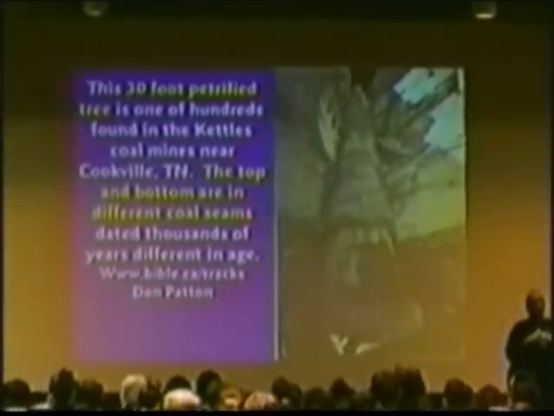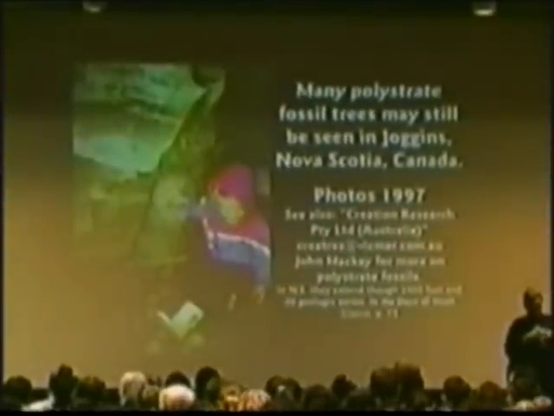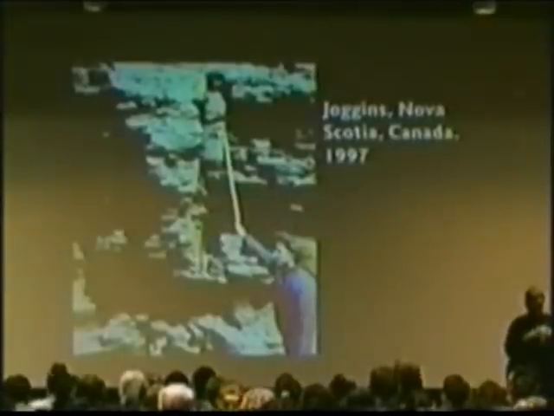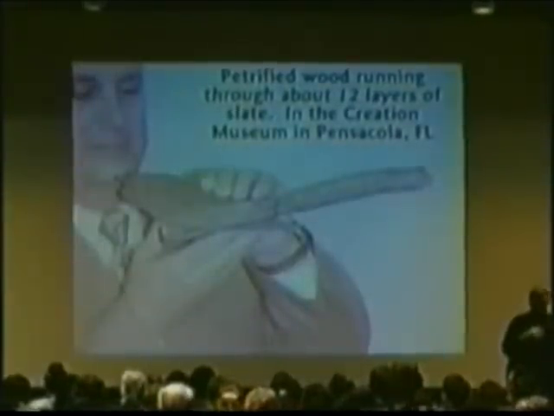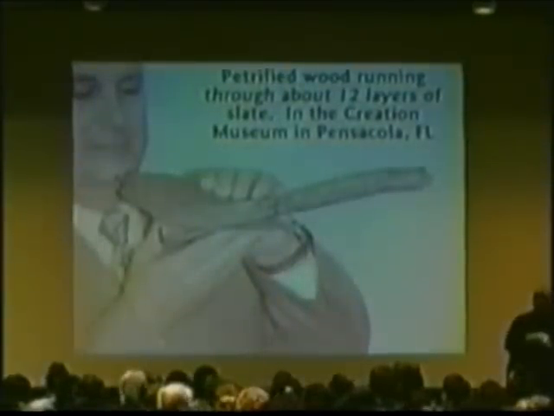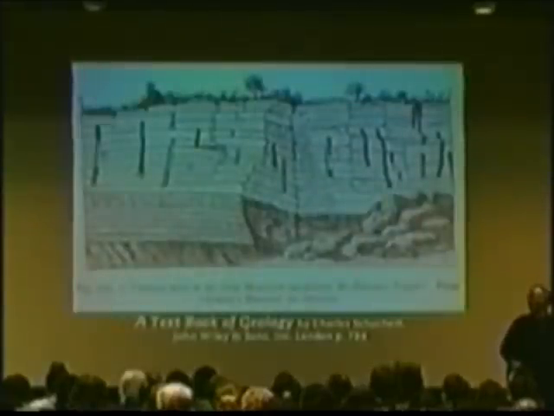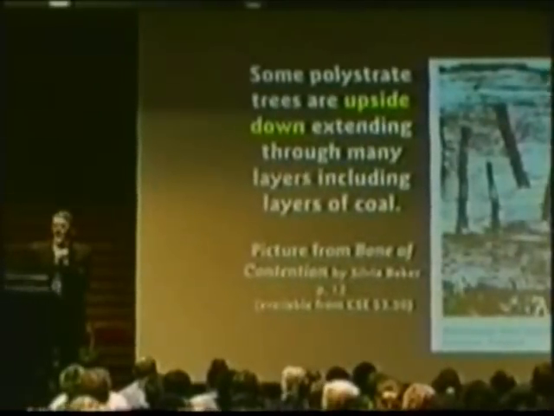Petrified trees 30 feet tall are found in Cookeville, Tennessee, standing up. Joggins, Nova Scotia is famous for its petrified trees in the vertical position. They're called polystrata fossils. Why people are allowed to teach that each of those rock strata is a different age, I don't know, but they are not. It is not common sense. Sometimes the trees are upside down running through many rock layers.